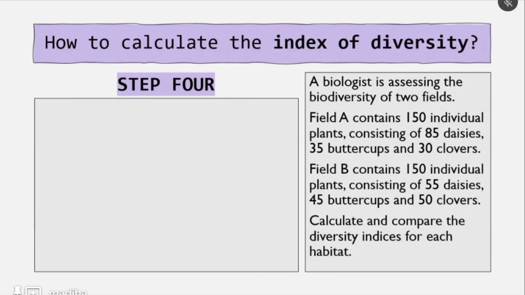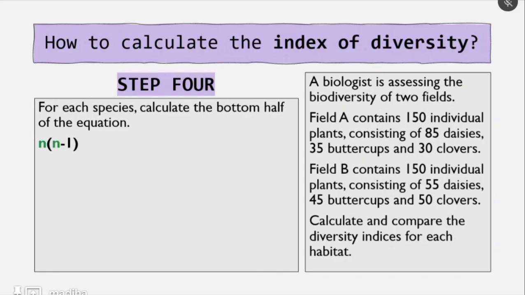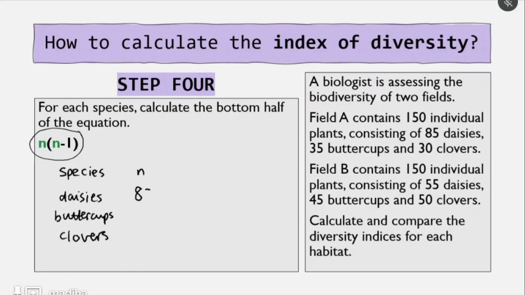Next, we're going to calculate the bottom half of the equation. So for each species, we're going to work out this. So in an exam, you'll often get a kind of table. So it'll have species, and then it will have number of species. So what do we have? We have daisies, we have buttercups, and we have clovers, right? And the number of each one, I'll just write it down: 85, 35, and 30. In an exam, this is usually what they give you. And they usually have a lot more than just 3. They might have like 8 or 10 or 6, it depends.